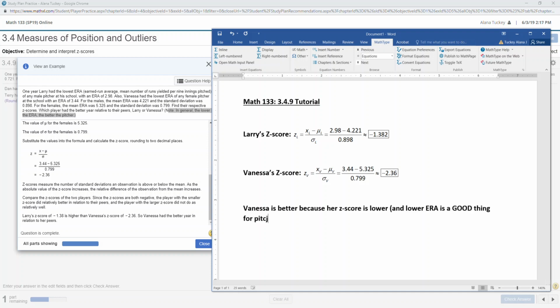For our pitchers, right? Because it's the earned runs. It's how many runs the opposing team is making off of you when you're the pitcher.